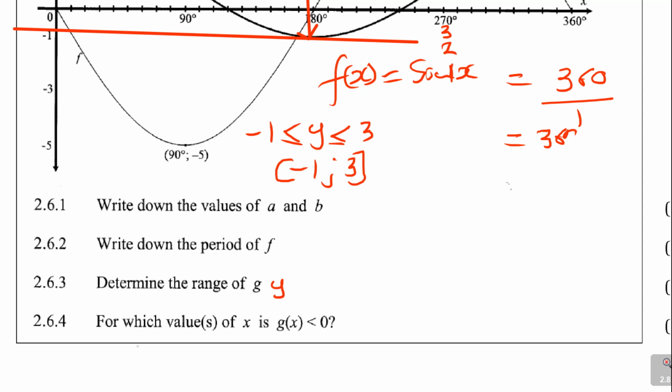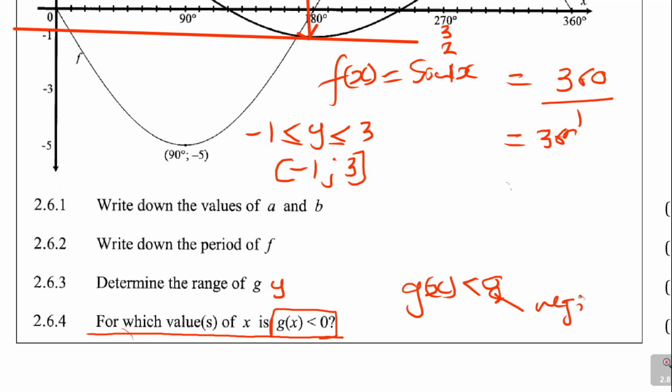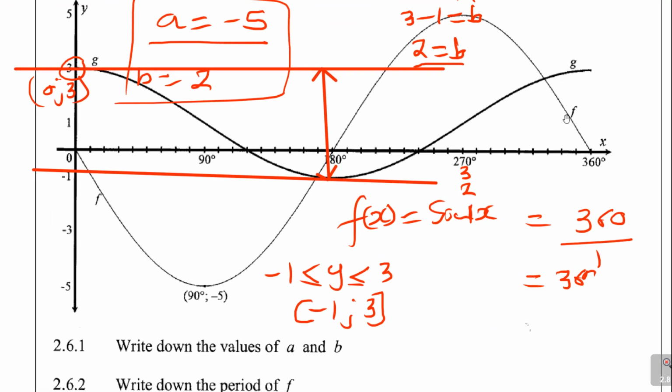And then for which values of x is g of x less than 0? If they say g of x is less than 0, what they're saying, anything less than 0 is what? Is negative. So they're saying go negative. Go and find the part of g that is negative. And which one is g? This is the graph of g. Look where it is negative.